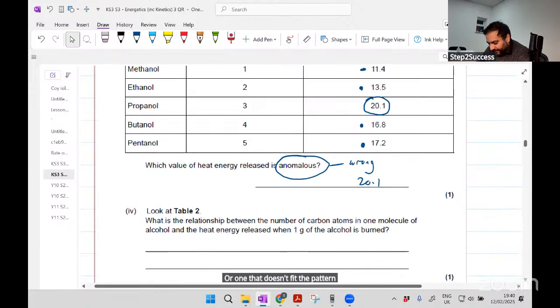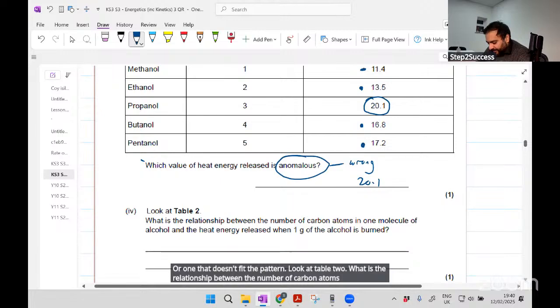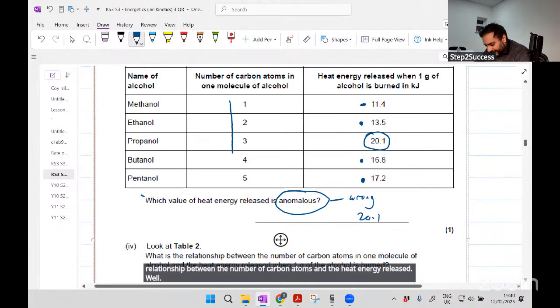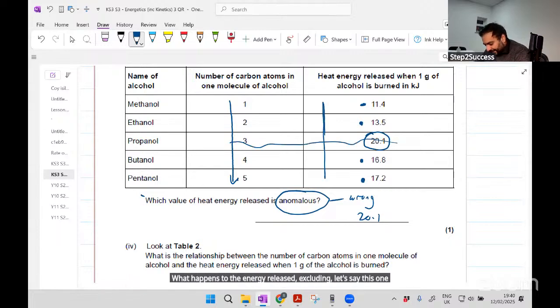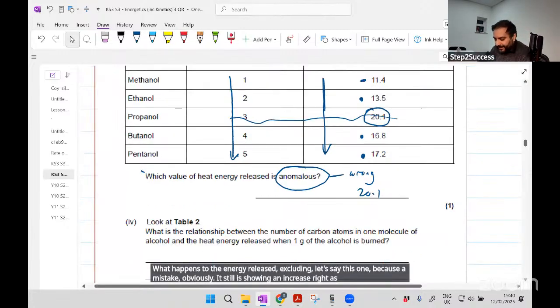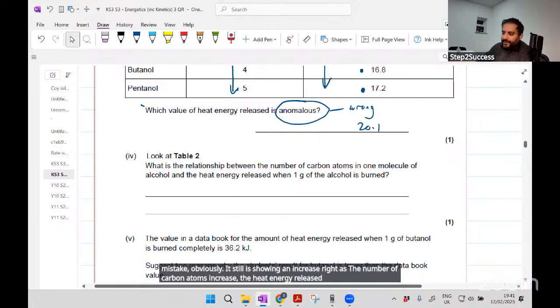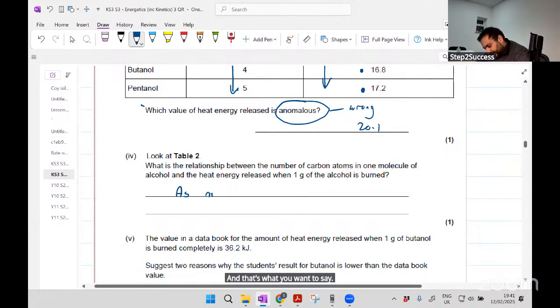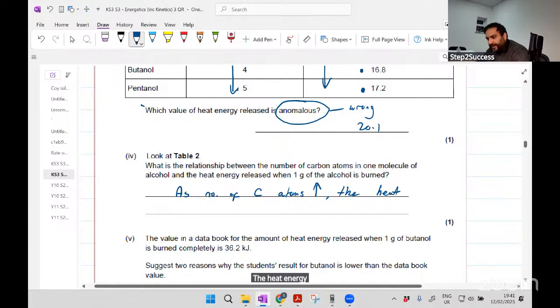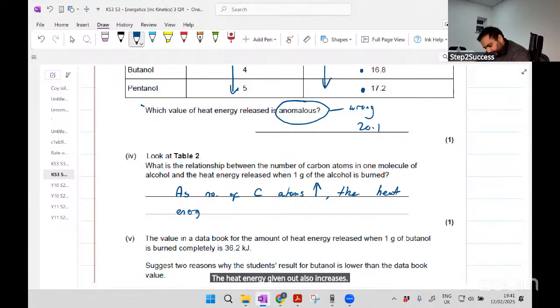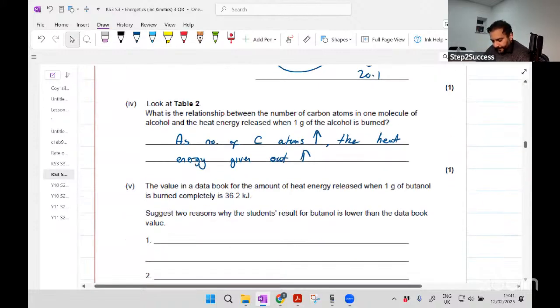Look at table two. What is the relationship between the number of carbon atoms and the heat energy released? Well, as the numbers of carbon atoms increase, as you can see there, what happens to the energy released? Excluding, let's say, this one, because a mistake, obviously, it still is showing an increase, right? As the number of carbon atoms increase, the heat energy released increases. And that's what you want to say. So as the number of carbon atoms increases, don't do arrows when you're writing your answers. The heat energy given out also increases. Okay, that was that.